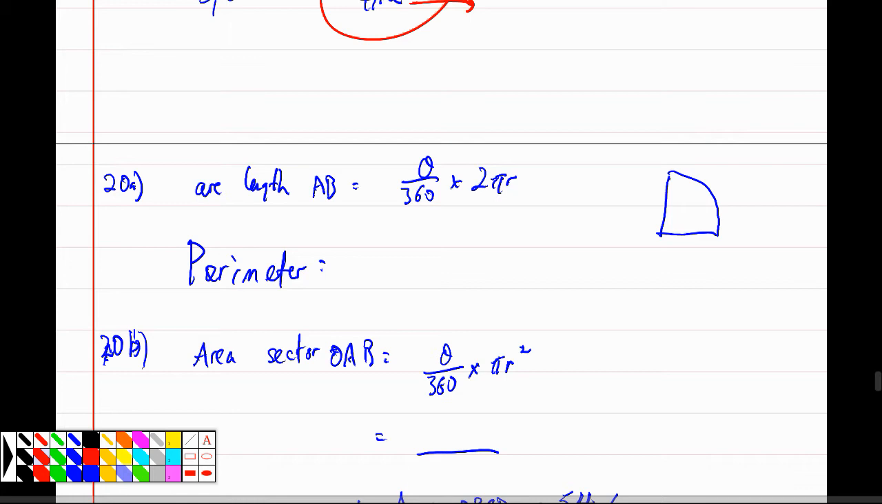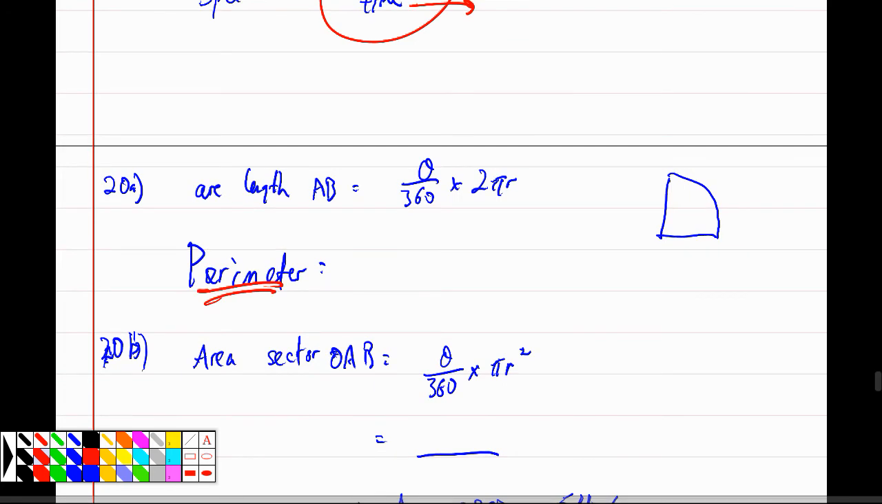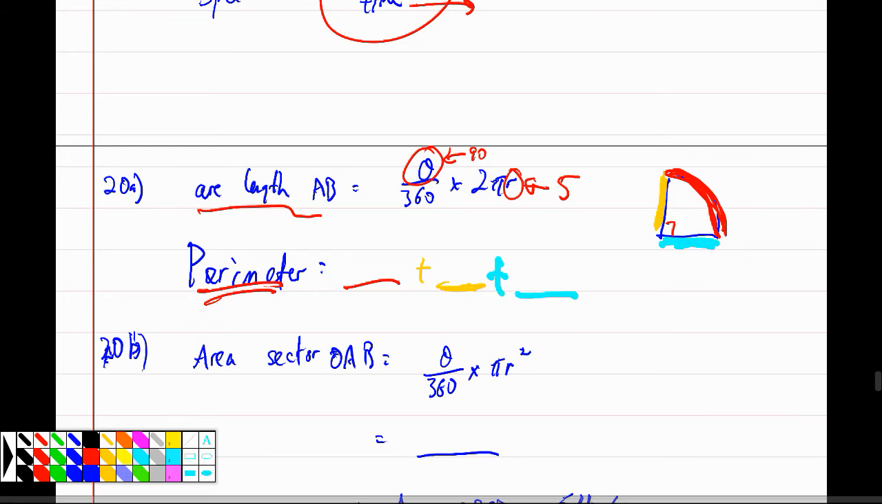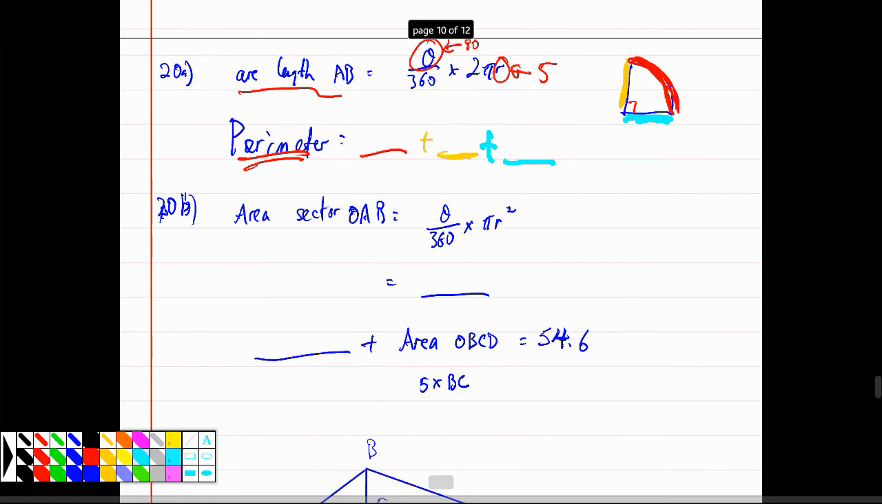I want to find perimeter. So perimeter will be equal to the arc length, which is here, and I have theta, I have r. Theta in this case is a quadrant, so it's 90. Radius given is 5. But perimeter can't stop here. Perimeter must add this, and this, and this. So you go and try.